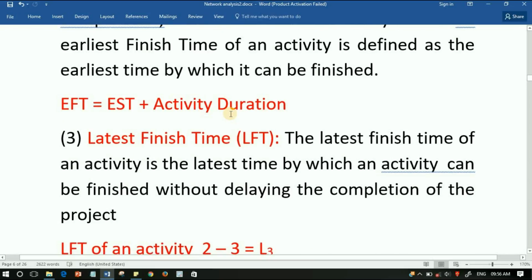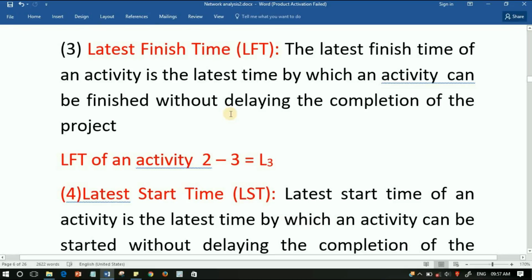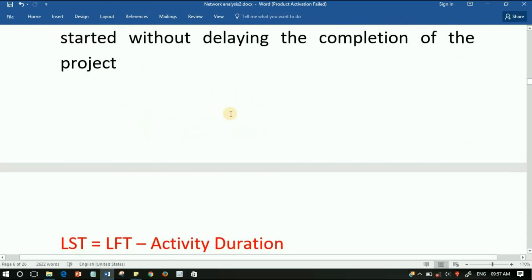Now we will discuss the latest finish time or LFT. The latest finish time of an activity is the latest time by which an activity can be finished without delaying the completion of the project. For the LFT of the activity 2-3, we take the head event, that is 3, so it is L3. The last is the latest start time, that is LST. The latest start time of an activity is the latest time by which an activity can be started without delaying the completion of the project.